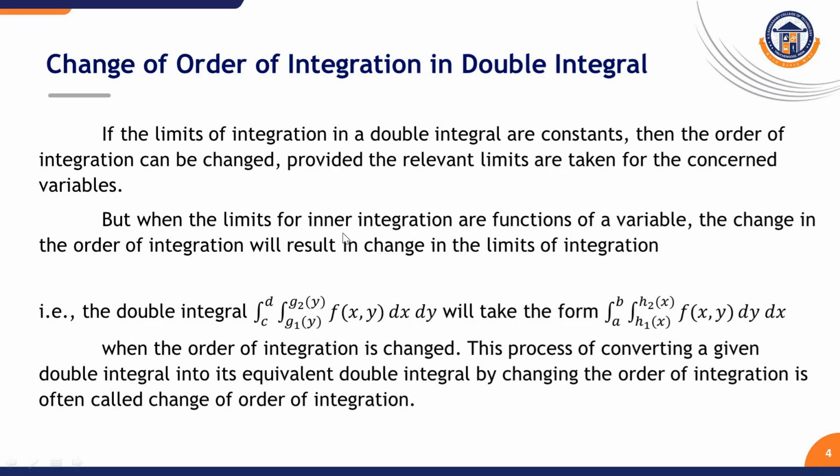That is, the double integral, integral c to d, integral g1 of y to g2 of y, f of x comma y dx dy will take the form integral a to b, integral h1 of x to h2 of x, f of x comma y dy dx. That means dx dy is changed to dy dx. When the order of integration is changed, this process of converting a given double integral into its equivalent double integral by changing the order of integration is often called change of order of integration.